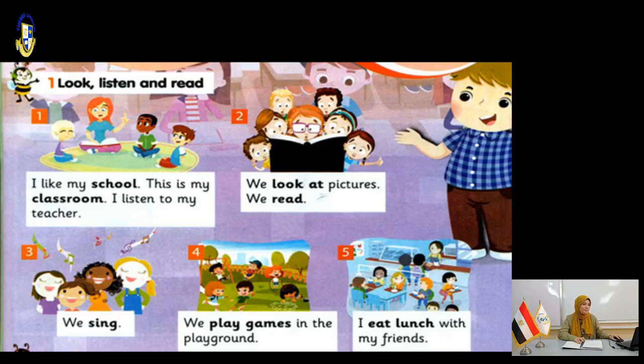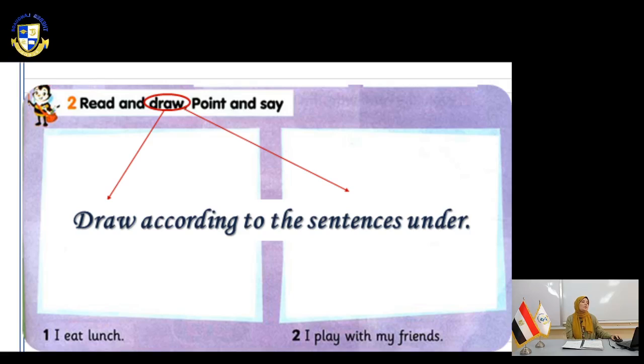Number 2, we look at pictures and we read. Number 3, we sing. Number 4, we play games in the playground. Number 5, I eat lunch with my friends. Read and draw, point and say.